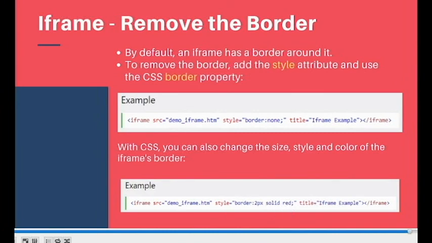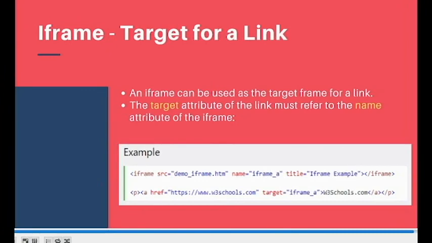Okay. And then next is iframe target for a link. An iframe can be used as the target frame for a link. So the target attribute of the link must refer to the name attribute of the iframe. So iframe, and the target. Okay, that's the iframe target for a link.